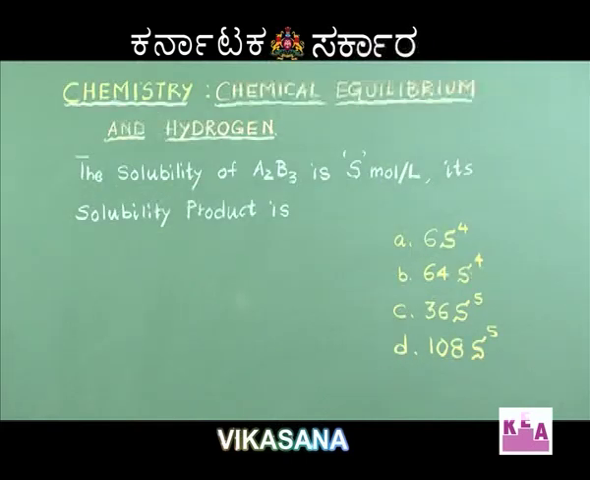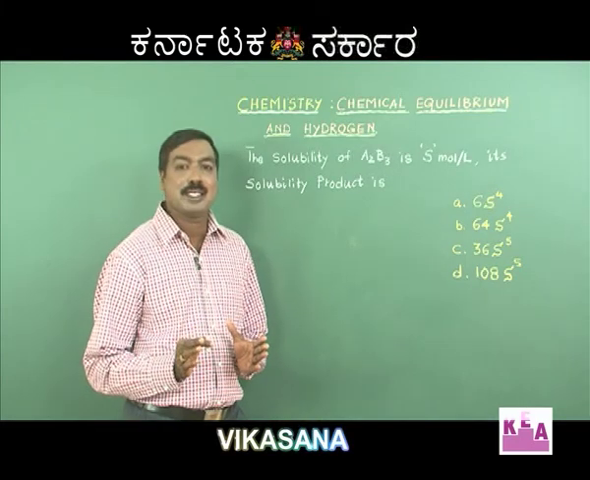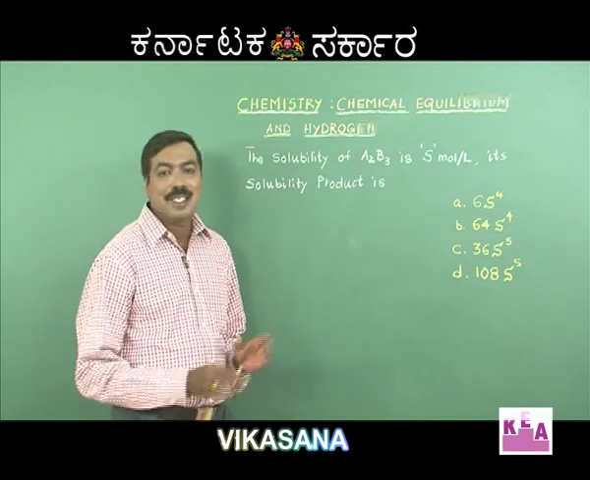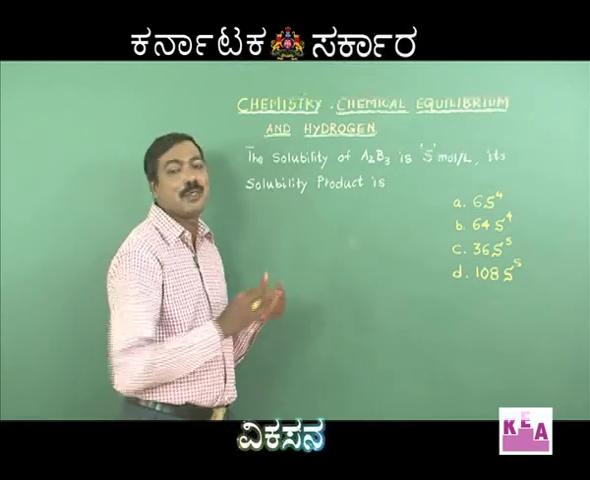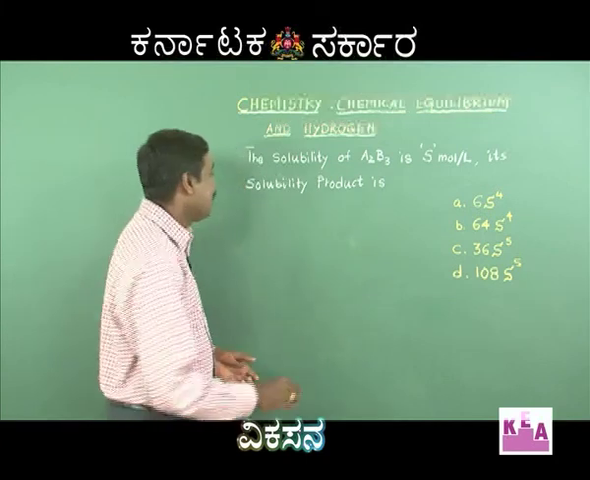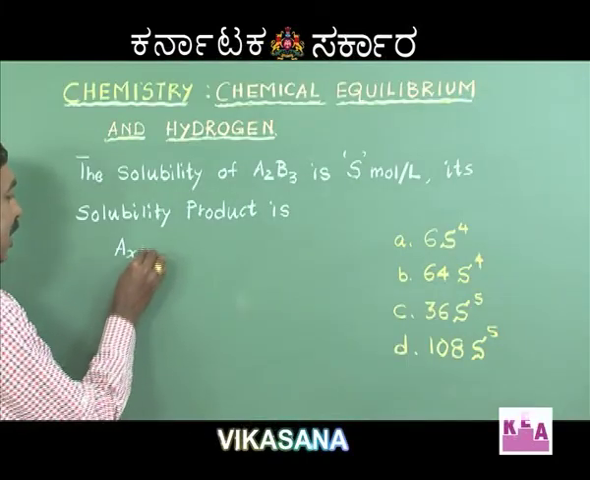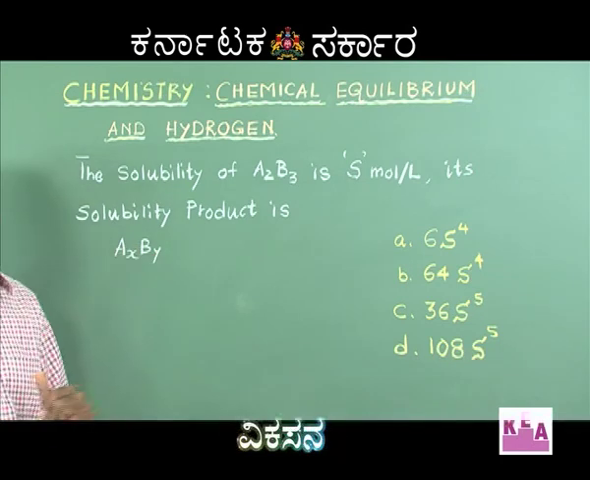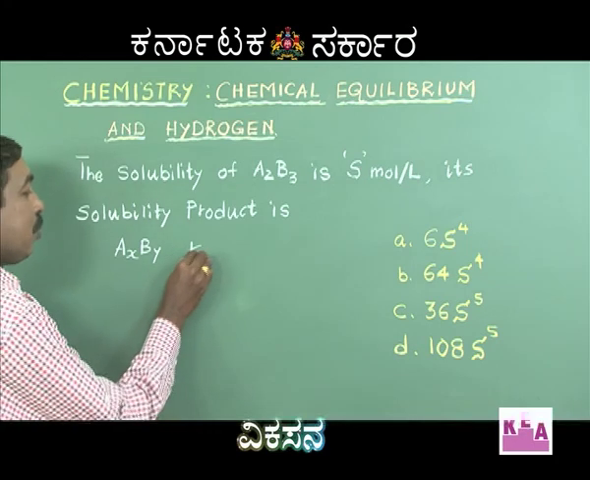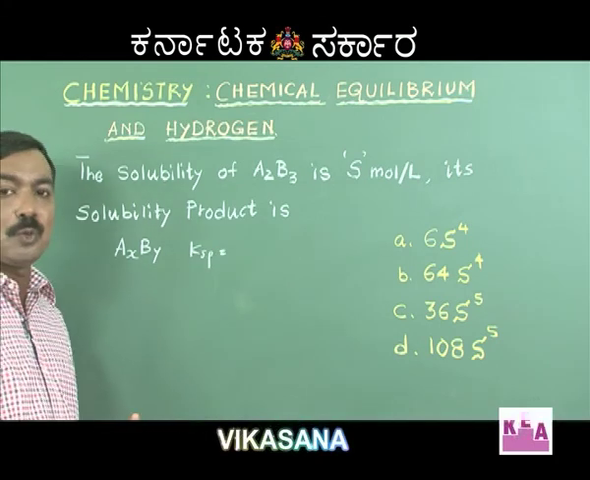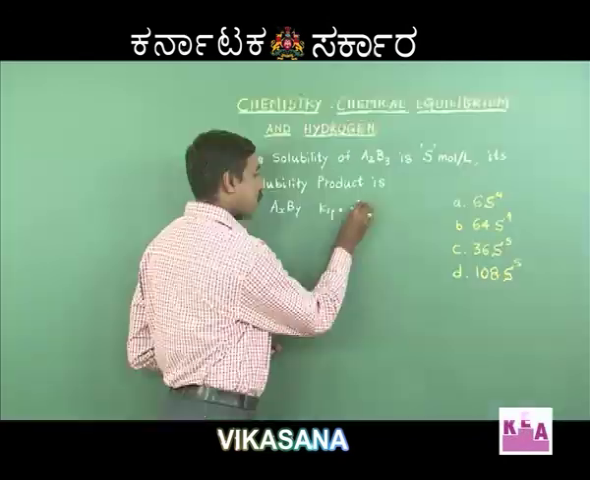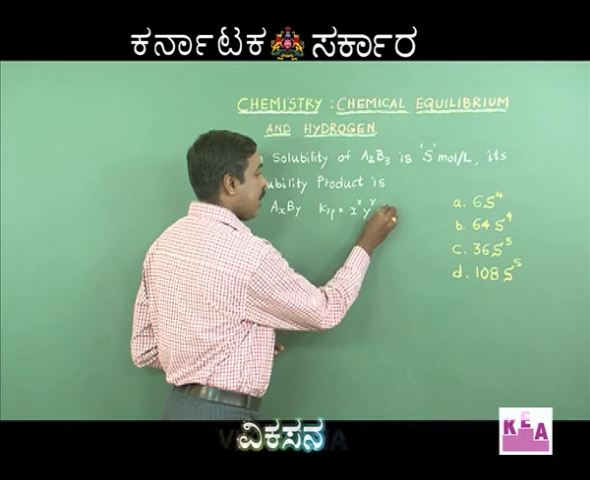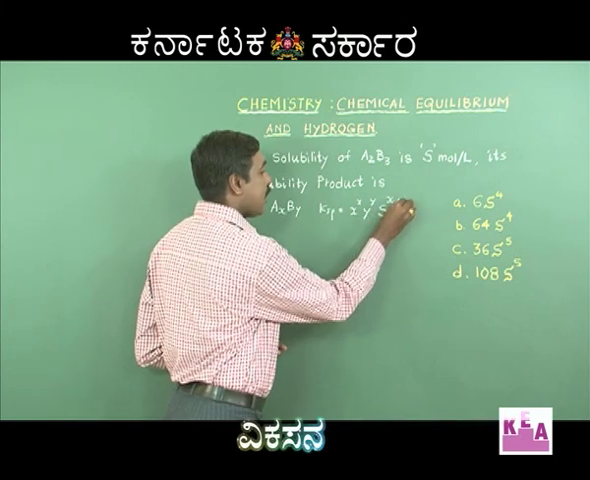Our next question. The solubility of A2B3 is S mole per liter. The relation between the solubility product and the solubility is given by a simple logic expression that I am going to teach you now. You have an expression AxBy whose solubility is S mole per liter. Its KSP expression would be x to the power of x, y to the power of y, s to the power of x plus y.